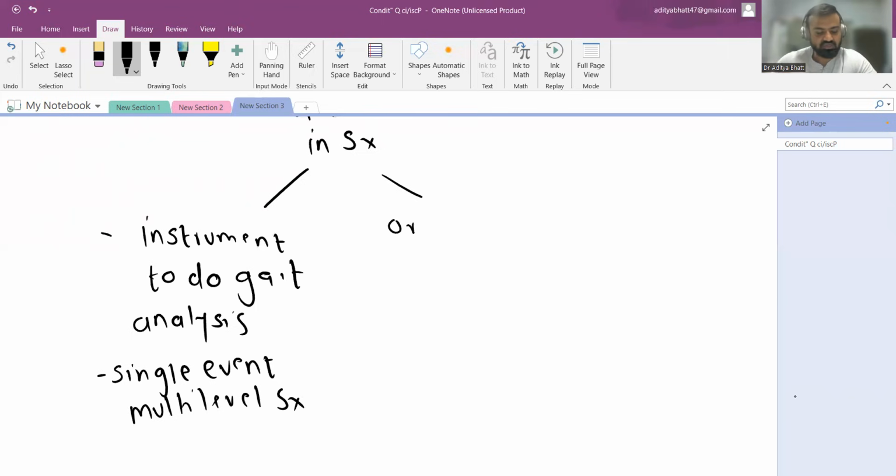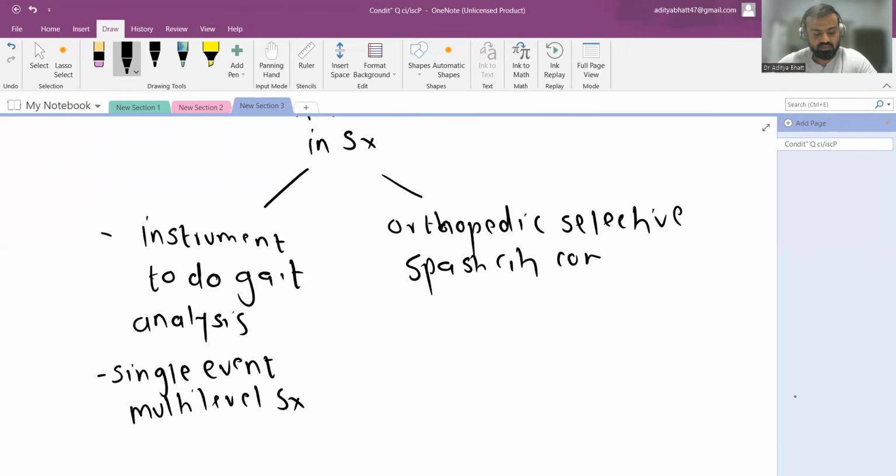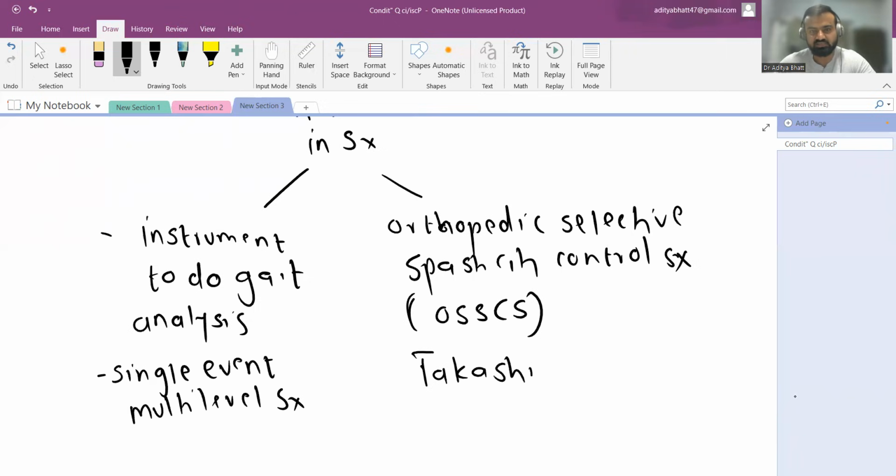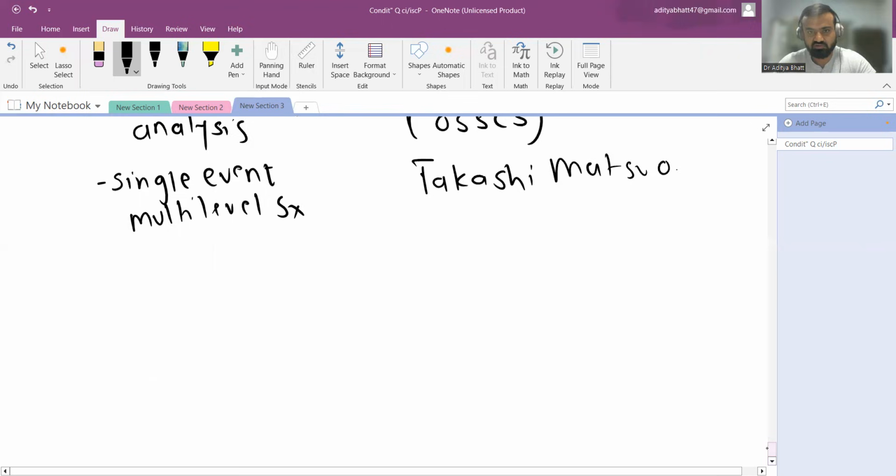And there is another surgery known as orthopedic selective spasticity control surgery, commonly known in pediatric orthopedics as OSSCS, which was made by a Japanese surgeon known as Takashi Matsuo. This is a typical surgery, and multiple surgeries have been done. In what patients do we do this surgery?